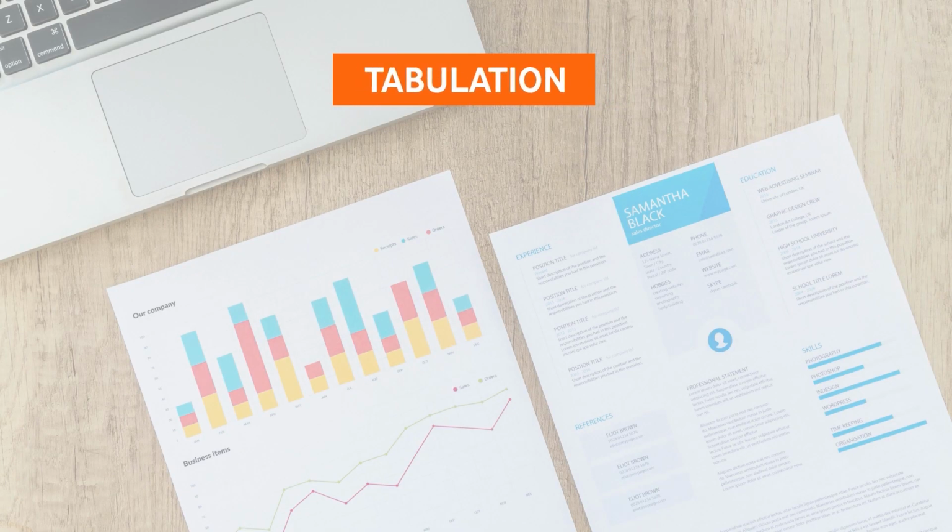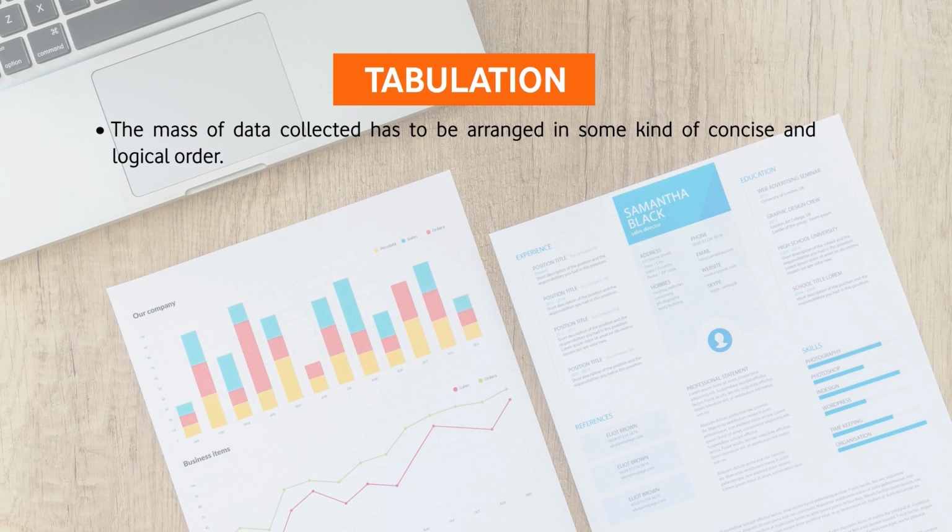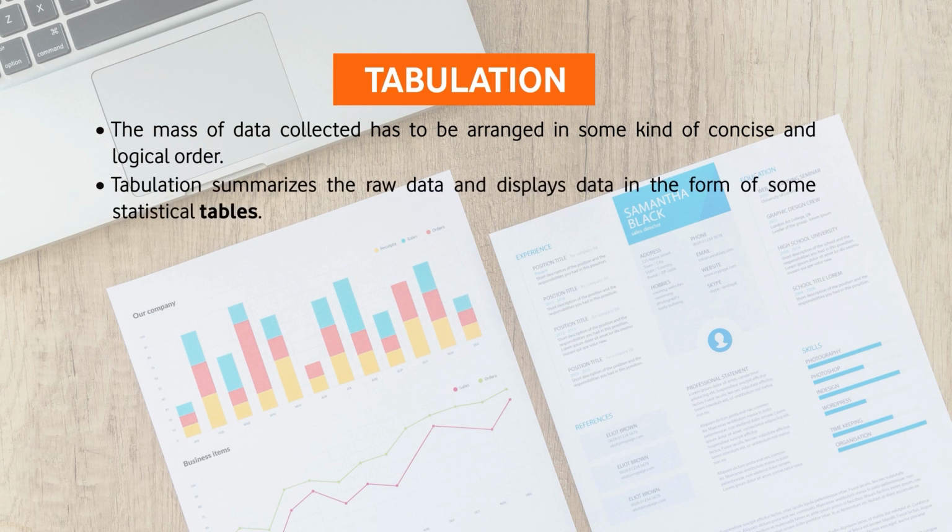Right. Now, moving forward, after understanding the data cleaning process and managing these missing values, we are going forward to understand tabulation. Here, the mass of the data collected has to be arranged in some kind of concise and logical order. Tabulation summarizes the raw data and displays it in the form of statistical tables that we are going to use in due course. Tabulation is an orderly arrangement of the data in rows and columns so that it gives a clear picture to all the researchers.